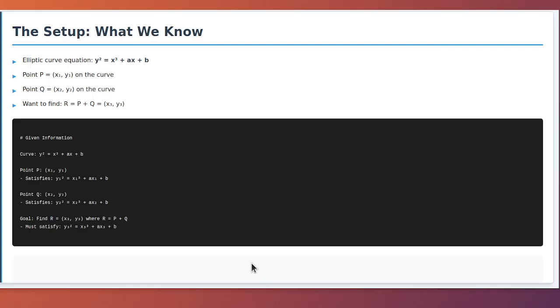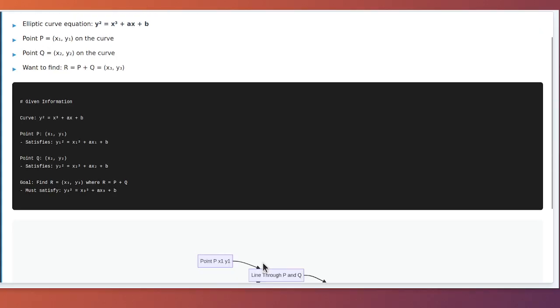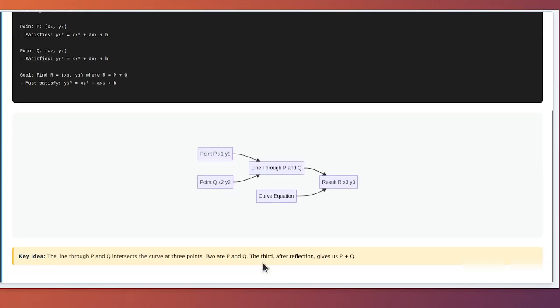The key insight is that we're going to use the line that passes through P and Q. This line has a simple equation. y equals lambda times x plus c, where lambda is the slope and c is the y-intercept. Once we know this line, we can find where it intersects our curve, and that will give us our answer. The algebra gets a bit involved, but every step is straightforward, just substitution and simplification.